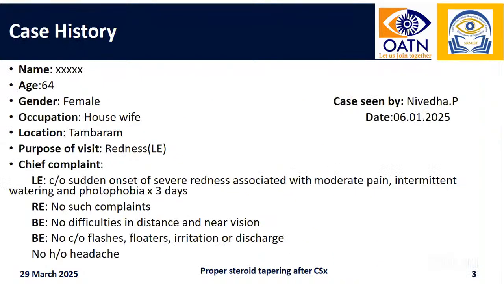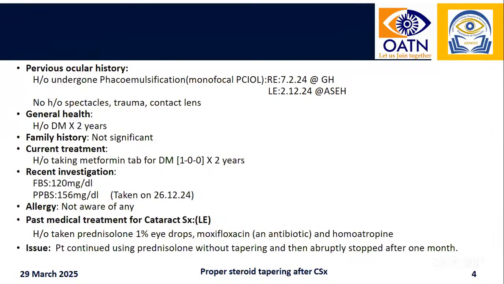So in our case, a 64-year-old female came with a complaint of sudden onset of severe redness associated with moderate pain and intermittent watering with photophobia. In the right eye, no such complaints, no difficulty in distance and near vision, and no history of headache. Previous ocular history says she underwent phacoemulsification in the right eye in February, and in the left eye in December. She also has a history of diabetes mellitus, taking metformin tablets for 2 years, and her FBS and PBS remain normal.